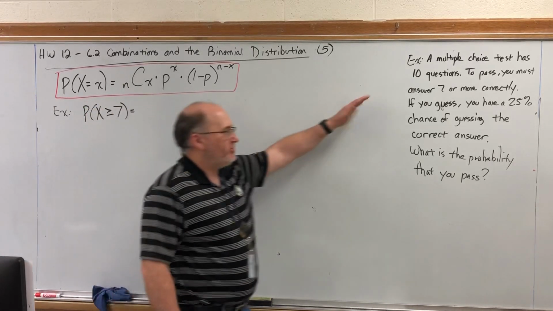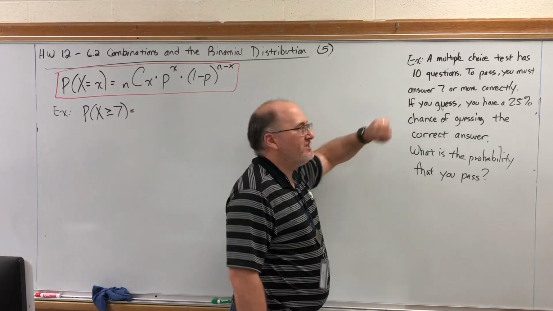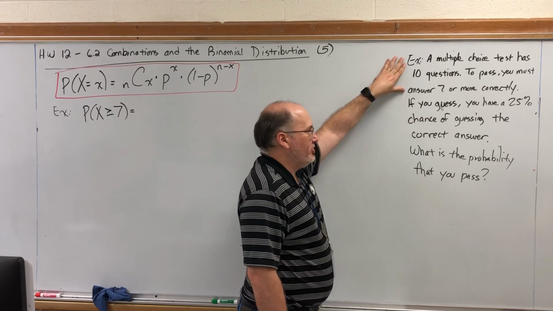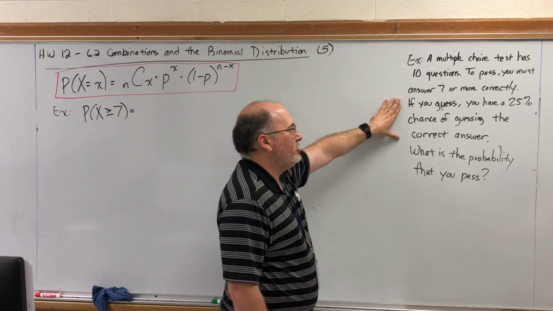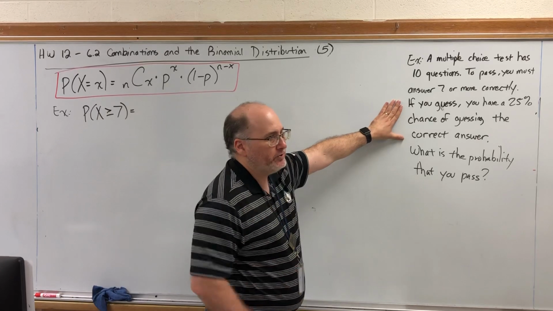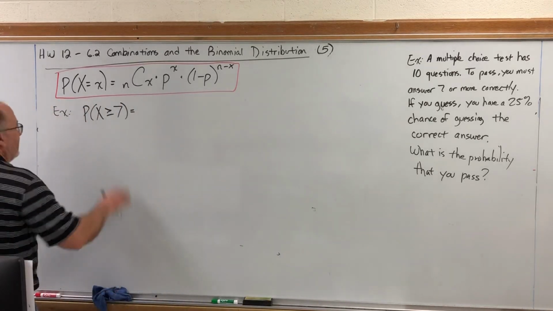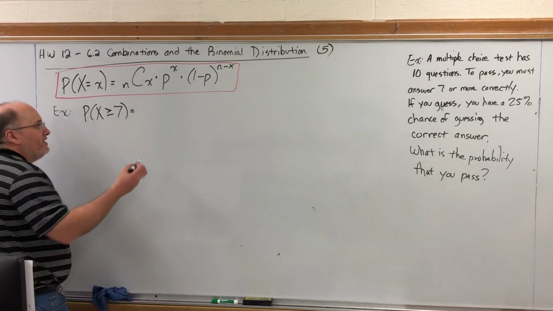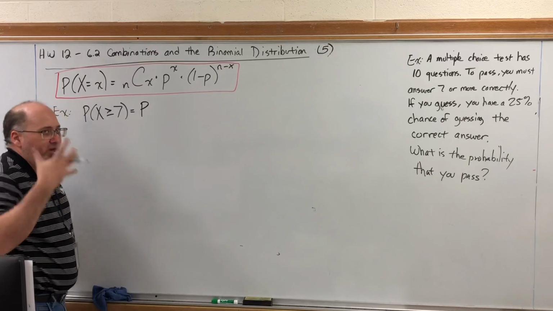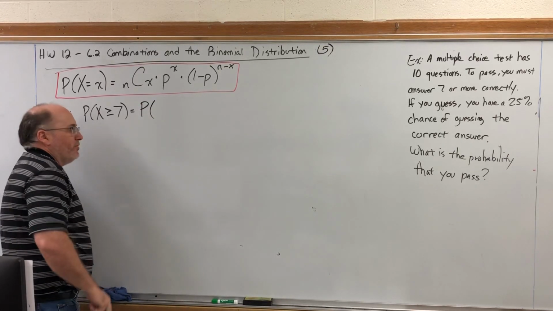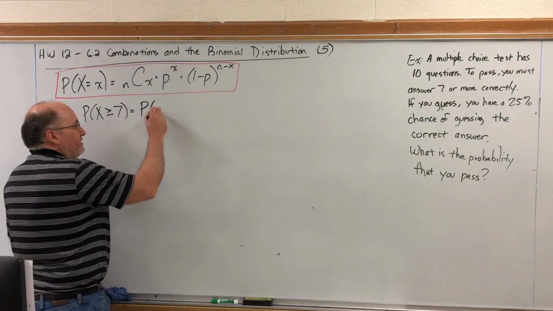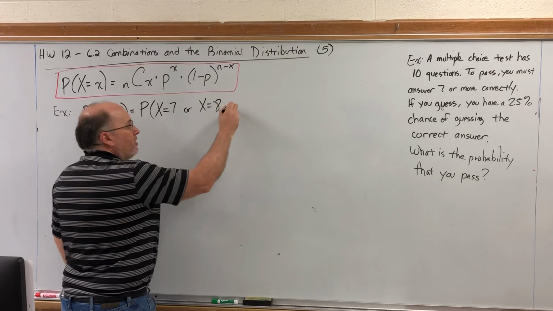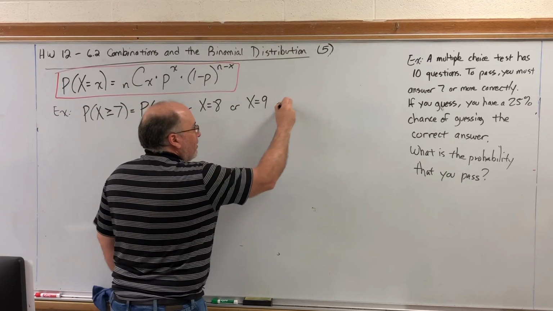So now let's answer the question, what's the probability that we're going to pass? Meaning the probability that we answer 7 or more questions correctly on a 10-question multiple choice if we have a 25% chance of guessing a correct answer on one particular question. In order to calculate the probability that capital X is greater than or equal to 7, we need to think about this in terms of what X can equal. To be greater than or equal to 7 in this context means that we want to know the probability that X equals 7, or X equals 8, or X equals 9, or X equals 10.